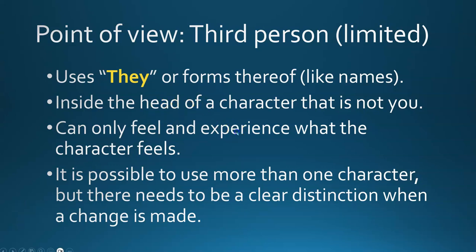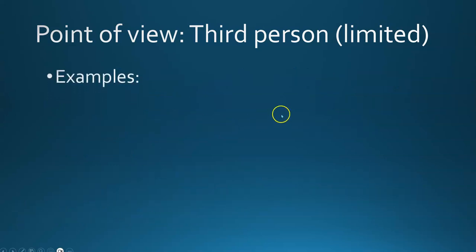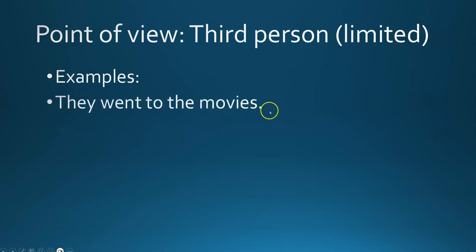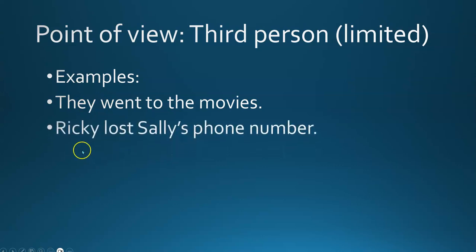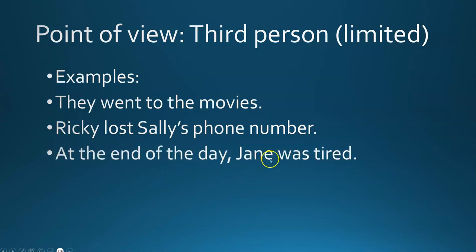Okay, so let's look at some examples. They went to the movies. Not I went to the movies, not you went to the movies. They went to the movies. Ricky lost Sally's phone number. I didn't lose Sally's phone number. You didn't lose Sally's phone number. Ricky did. At the end of the day, Jane was tired. I wasn't tired. You weren't tired. Jane was tired. So this is third person. Someone who's not Jane is letting us know how Jane was feeling.